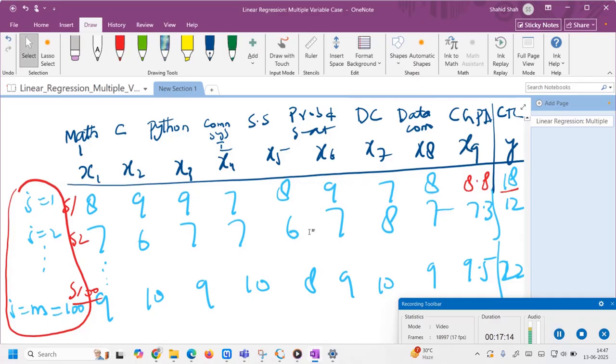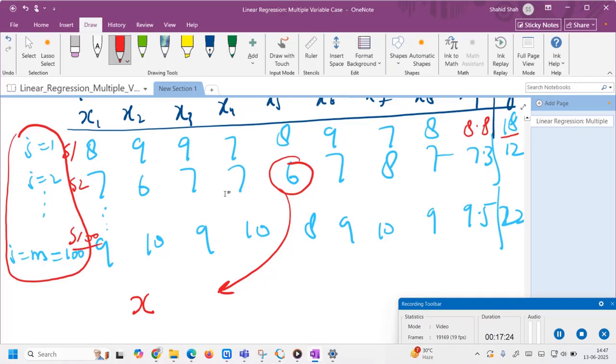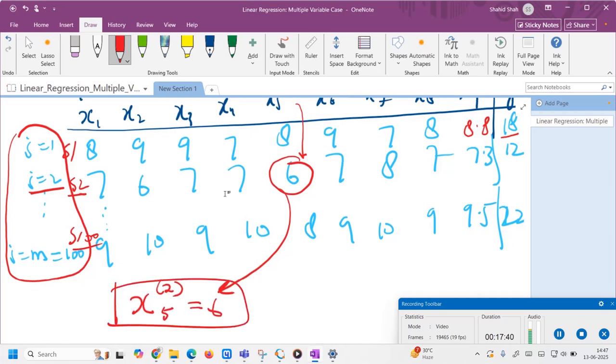Now look at the notation. Suppose this 6, number 6, in terms of notation, what will it be? X, student number 2. You see, this is S2, i is equal to 2. So that i will appear here as 2. And which subject is it? X1, X2, X3, X4, X5. So it is 5. So X of 2, 5 is equal to 6. Fine.